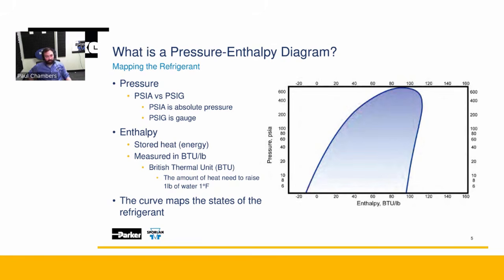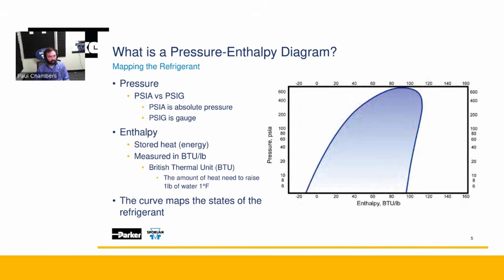That's what I'm going to use to measure the pressure in my bike tire. And that's why we have another one called PSIG. That's pressure gauge. Gauge pressure is accounting for the atmospheric pressure, the absolute pressure, and it zeroes out. So that's the scale we have on the left. On the bottom is enthalpy. You might not have heard of that before, but it's just stored heat. Heat is energy. It can be stored in a substance.